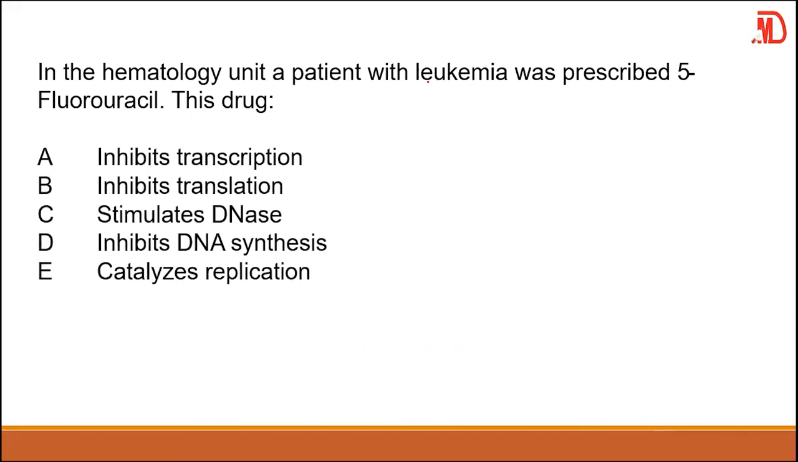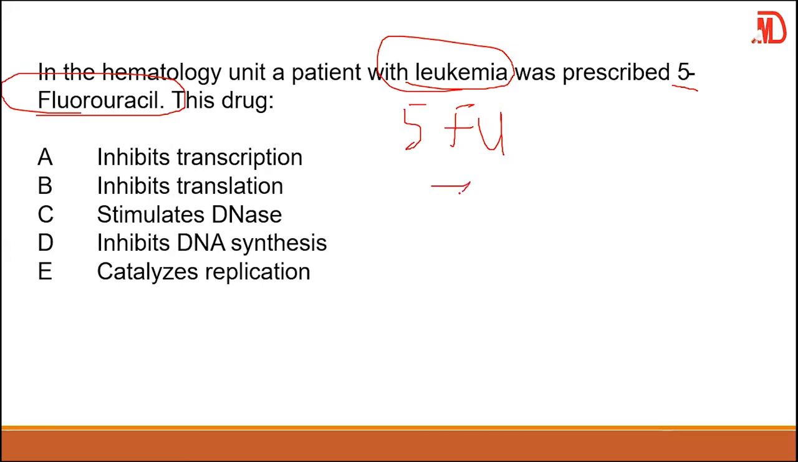So in the hematology unit, a patient with leukemia was prescribed 5-fluorouracil. So what is this drug? Why are we giving 5-FU? If you can remember correctly, this 5-FU is actually a thymidylate synthase inhibitor. That means a thymine synthesis inhibitor. Interrupting the action of this enzyme will block the synthesis of pyrimidine thymidine, which is a nucleotide that is required for DNA replication. It's required for DNA synthesis.